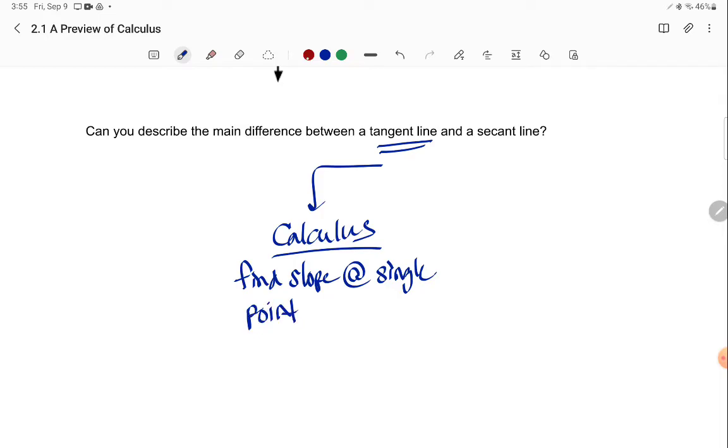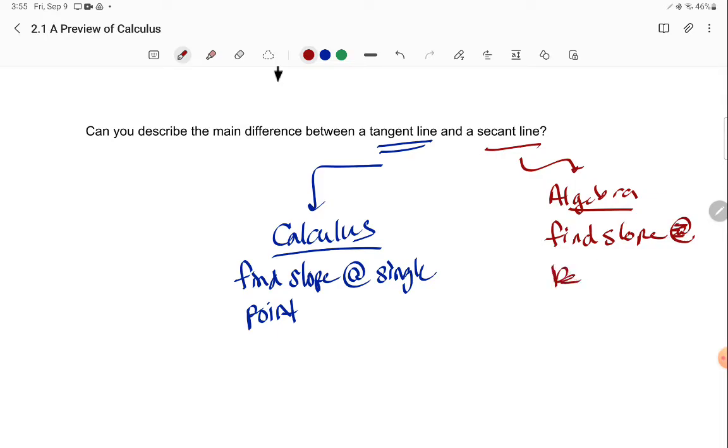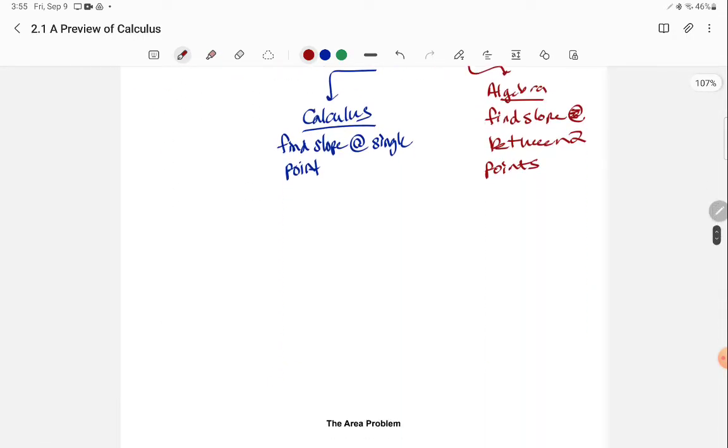Versus here with the secant line, this is more algebra and finding the slope between 2 points. Okay, so those are the biggest differences between those, and you can look at the graphs above to help with that.